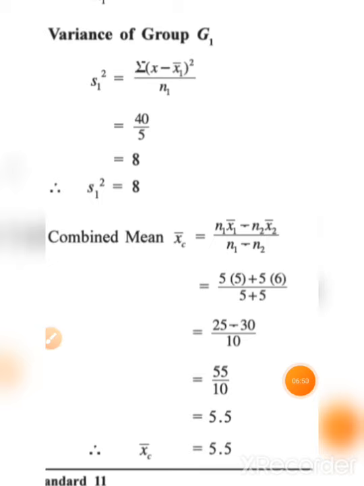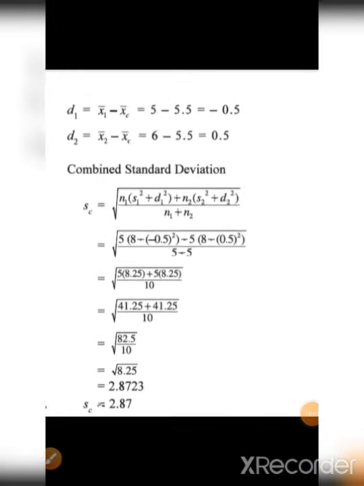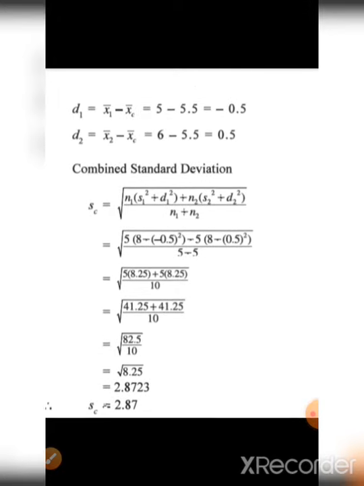So your combined mean is actually 5.5. That is how you found out your combined mean also. So now over here we are going for the combined standard deviation. We know that we need to find out d1 and d2, right?